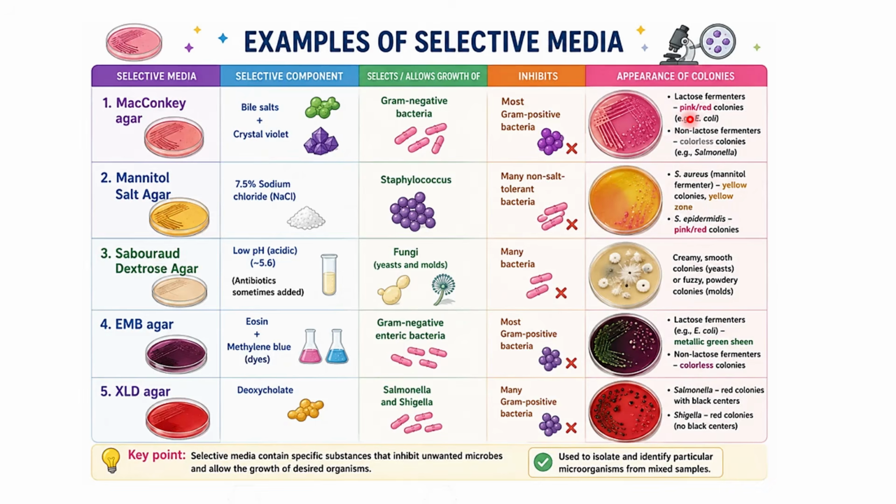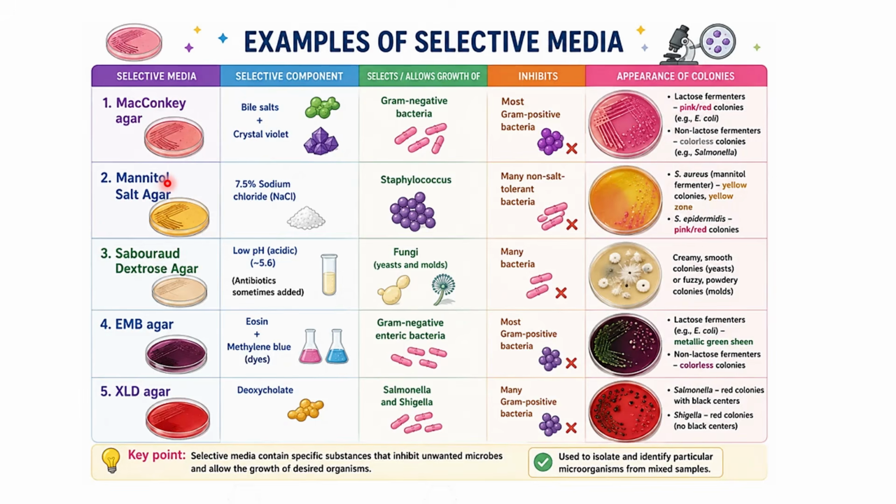Those bacteria that ferment lactose, such as E. coli, produce pink or red colonies because they produce acid during the fermentation process, causing a color change of the pH indicator in the medium. And those that do not ferment lactose, the non-lactose fermenters, such as Salmonella, will produce clear and colorless colonies on the medium, as shown here.